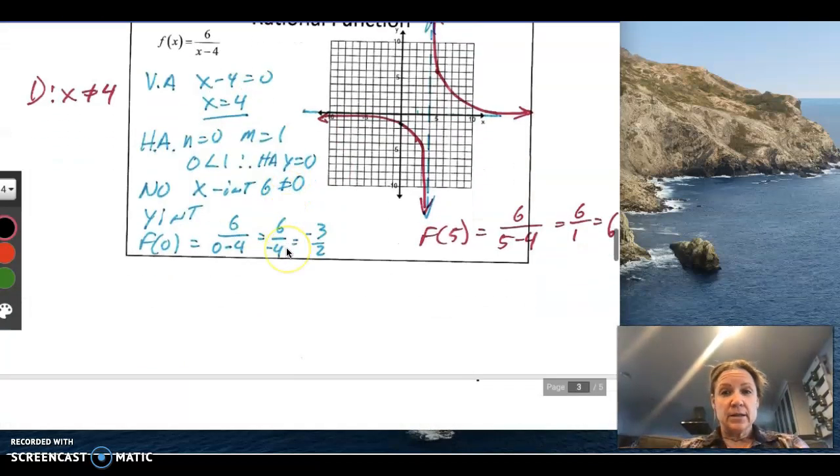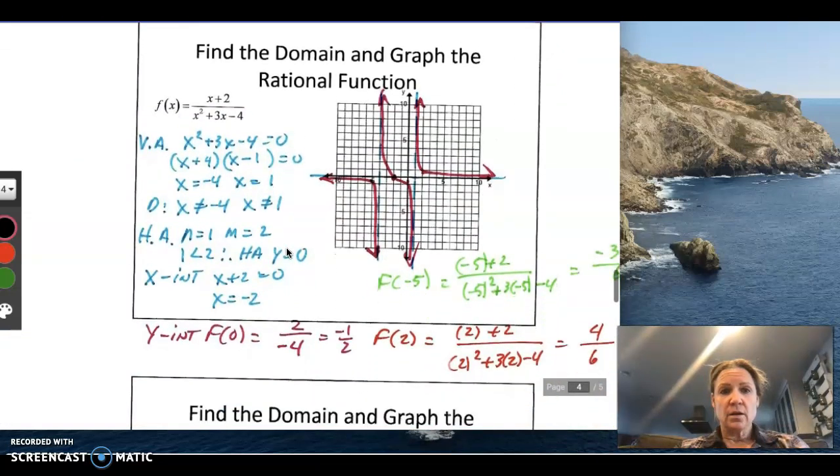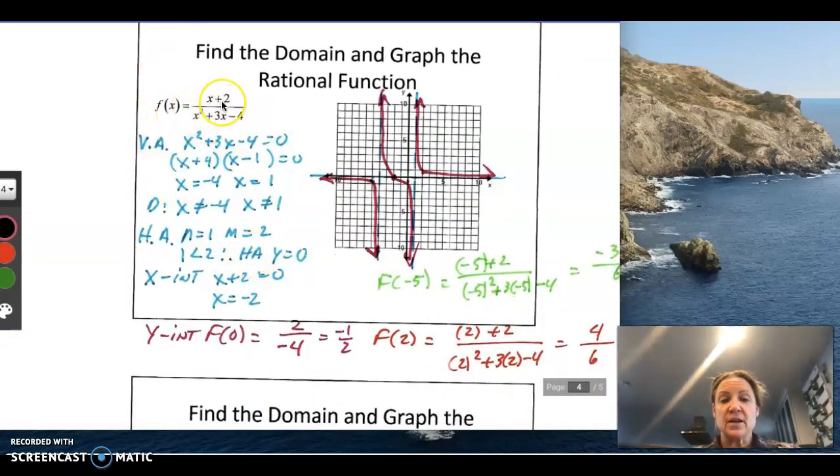All right. Next one. Okay. So now we've got our function of x. This time we have x plus 2 over the trinomial x squared plus 3x minus 4. So to get the vertical asymptote, we're going to set the denominator equal to 0, and this time we have to factor. So this factors to x plus 4 and x minus 1.